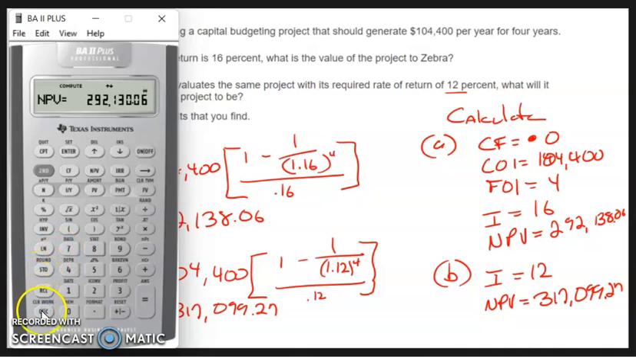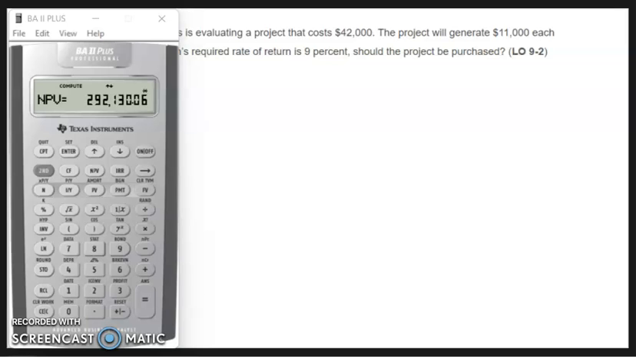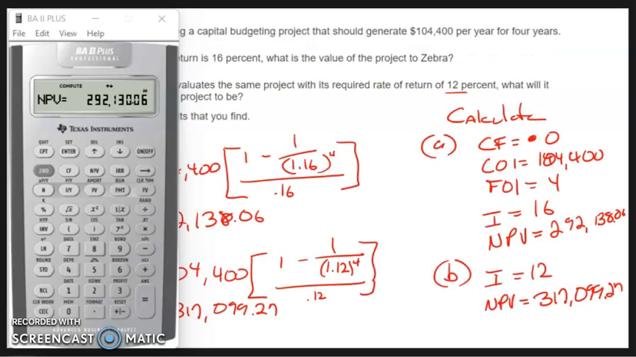All right, so apparently I had a typo there. So now if we go back up to I for part B and change it to 12, enter, compute. $317,099.27.